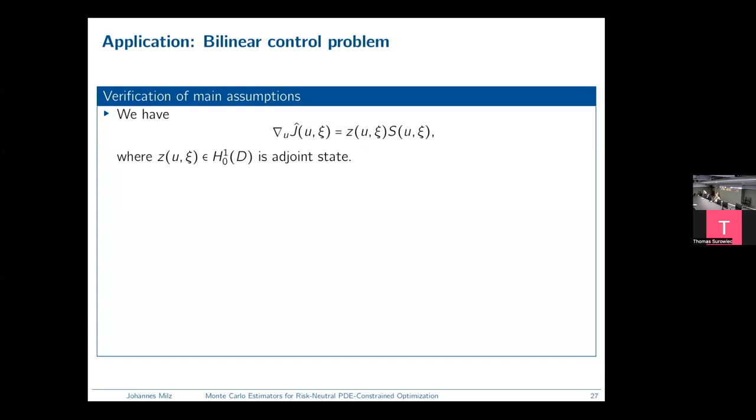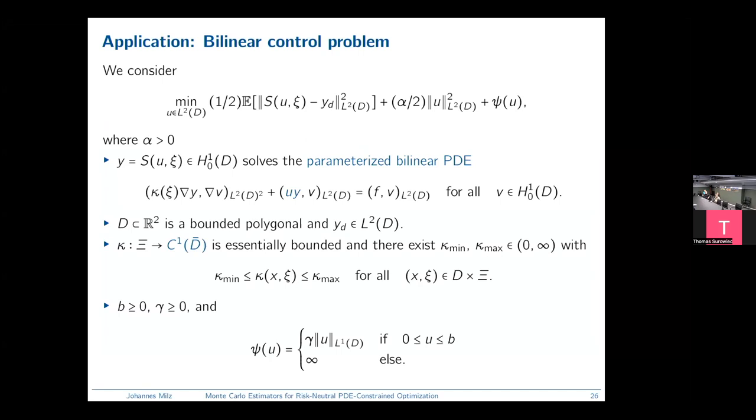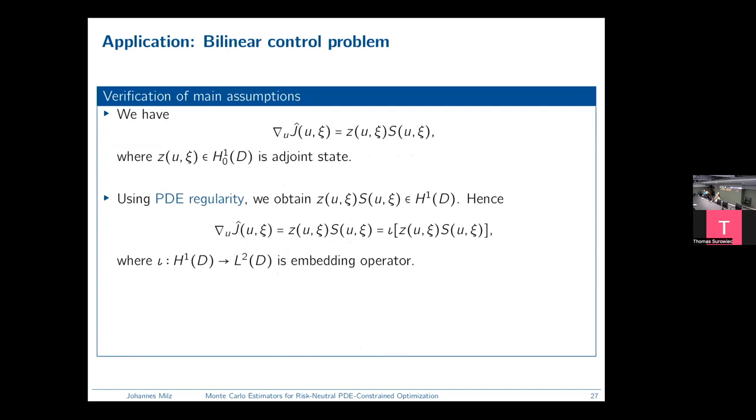So U is in L2. Well, actually, technically in L infinity, but I don't use this. In order to make this bilinear PDE well defined, it is helpful to know that U takes non-negative values. And it's just natural to impose an upper bound. And then, if you know that this product is an H1, you can write it as the evaluation of iota of this product.